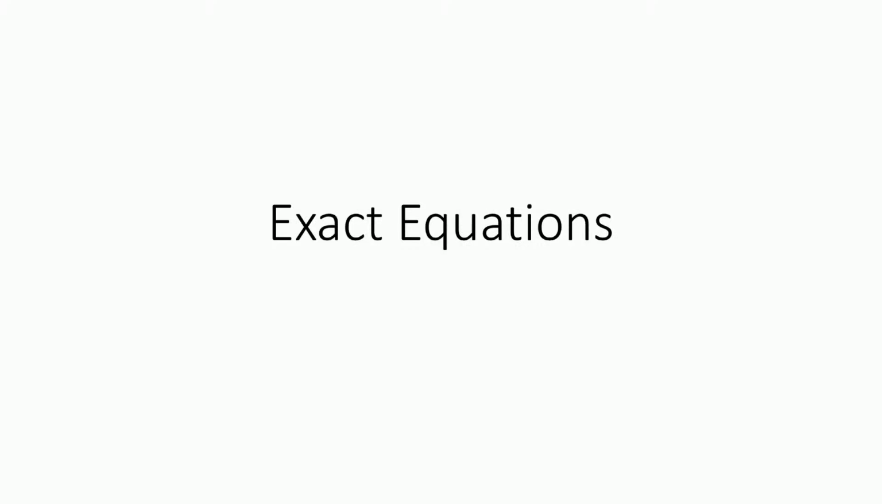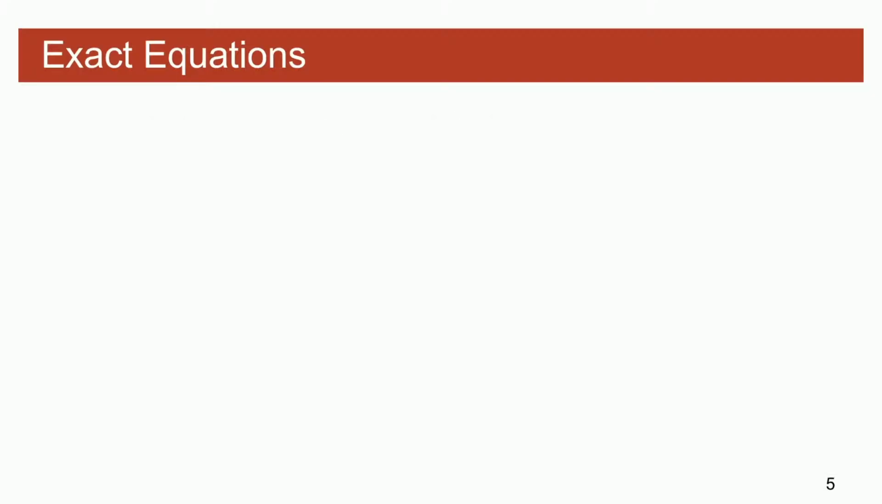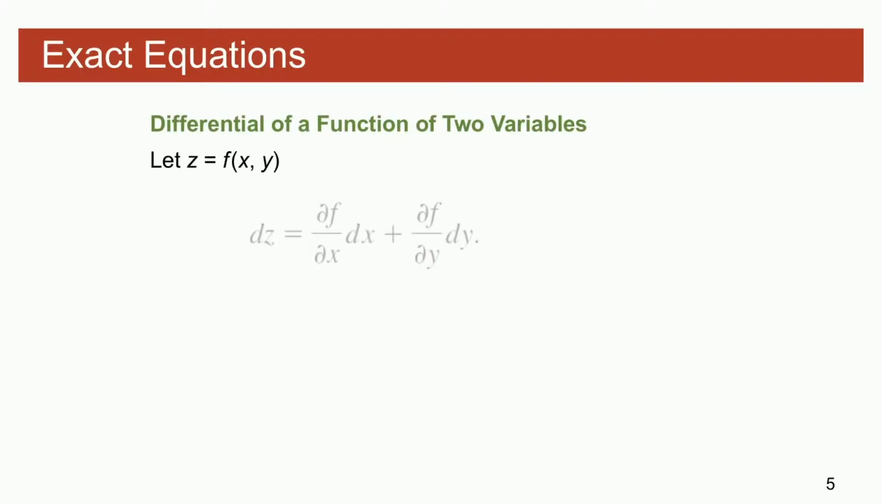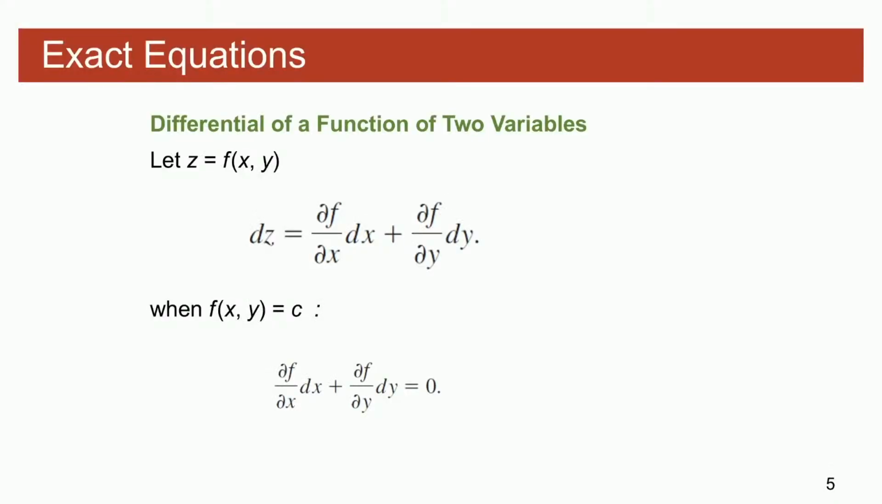Equations. This isn't too bad, is it? So here's the idea with exact equations. I think I started this last time. We have a differential equation of two variables, and back in the multivariable days, you might remember that we have this thing called a differential, and the differential dz is just the derivative of f with respect to x times dx plus the derivative of f with respect to y times dy.